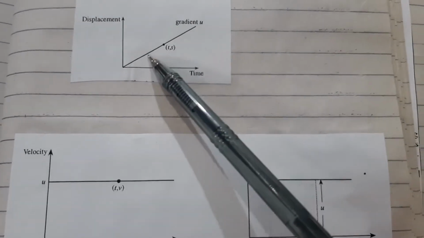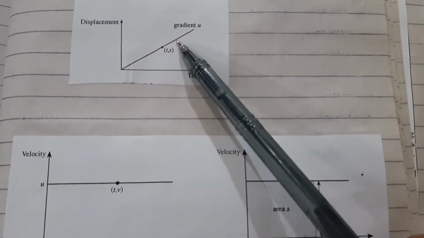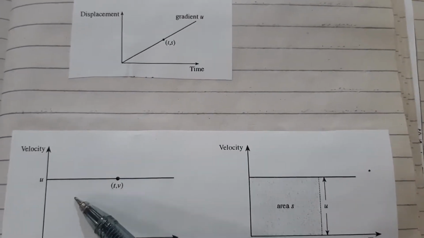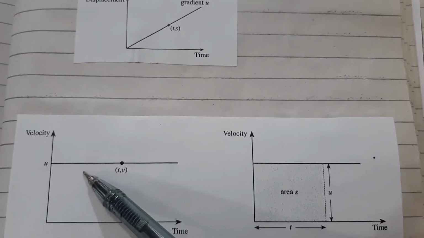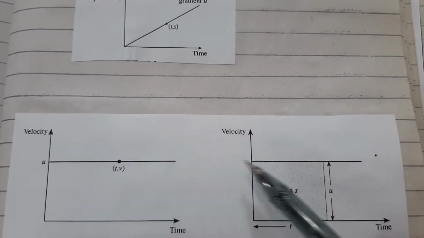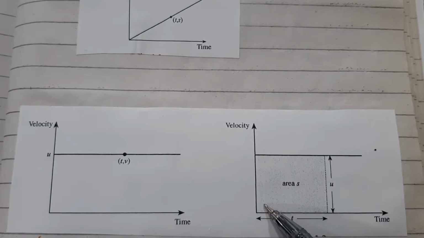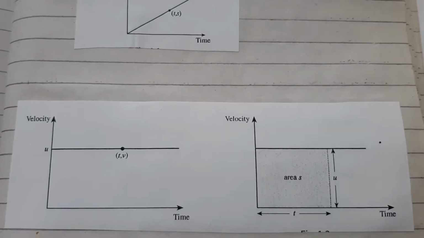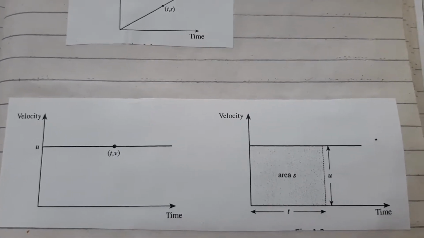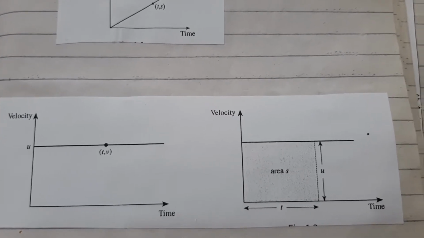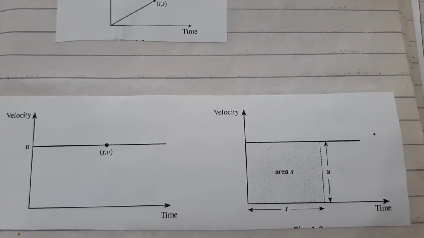So it means the object was moving with a constant velocity, right? So this is number 1 point. And another characteristic of the velocity time graph is that area under the curve in the velocity time graph gives you the distance covered by the particle. This is the concept which we have already learned in maths in grade 11. So it is the same concept.